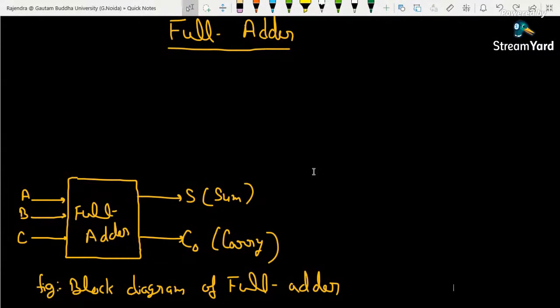Hello everyone. In this lecture, I will cover the topic full adder circuitry. Before starting the full adder, I will first explain the limitation of the half adder circuit.